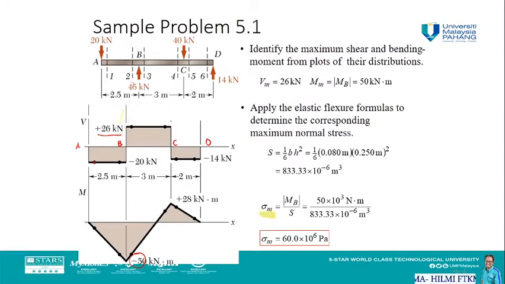over S, and we are going to get the maximum normal stress will be 60 exponential 6 Pascal or 60 megapascal. So this is going to be the maximum stress that's going to occur in this beam AD. So from our calculation, we understand that the maximum stress will be existing here, okay, at 60 megapascal at point B. And what will happen if the yield strength of the beam is lower than 60 megapascal? It means that at point B, okay, the failure is going to start from here.